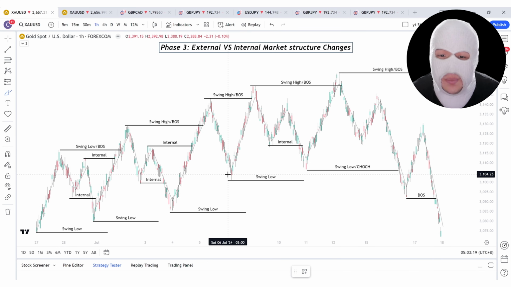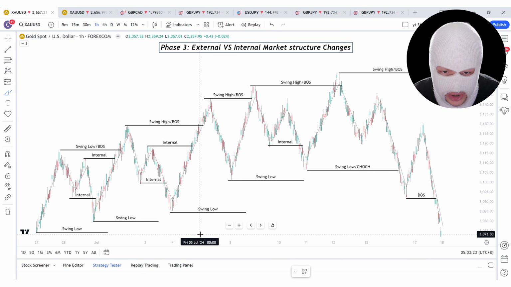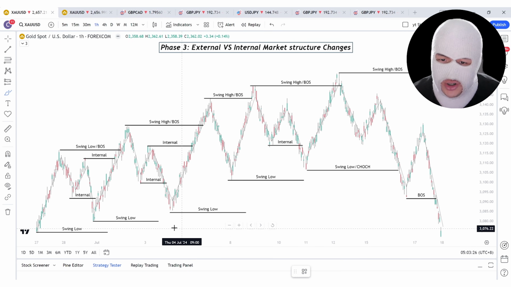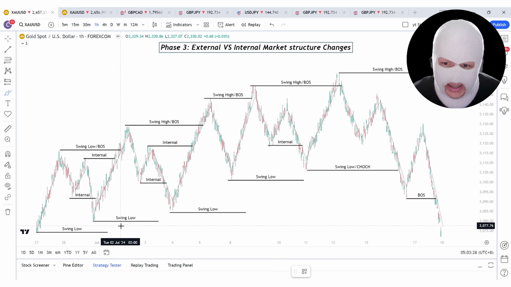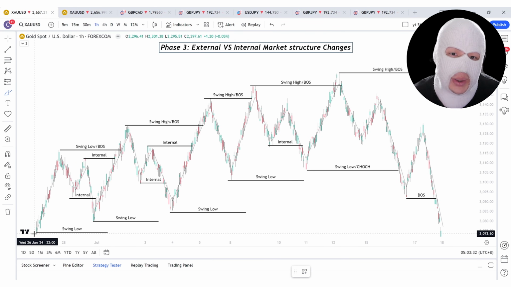So, how do we simplify this? We use the understanding of external and internal market structure. Think about external market structure as your outsiders, once again, like I mentioned earlier on. In other words, your most extreme swing points.